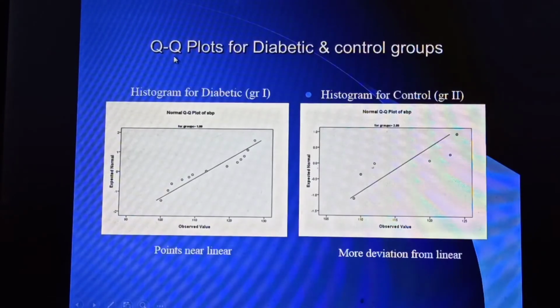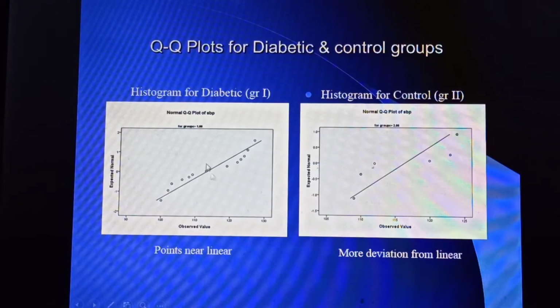Then coming to QQ plots. QQ plots for both the groups we have got from the SPSS output from the explore option only. One after the other you will get all of them.